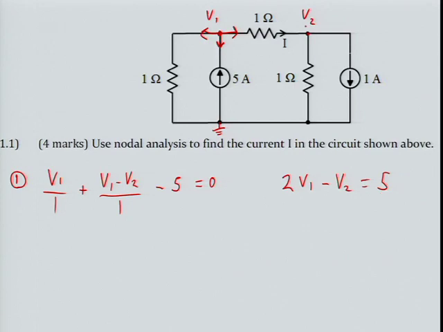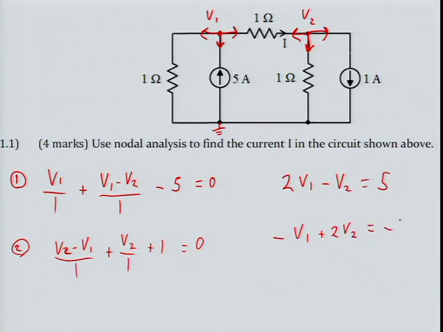I then go to the other node, node 2, and I'll say this one here is V2 minus V1 on 1. That one there down through the 1 ohm resistor will be V2 on 1 ohm. And that one there is plus 1 equals 0. So if I simplify that, I get minus V1 plus 2V2 equals minus 1.